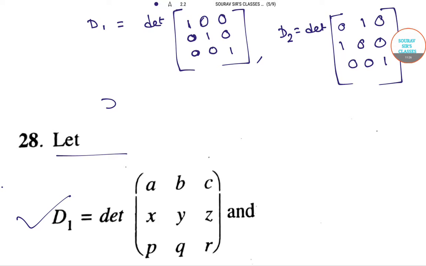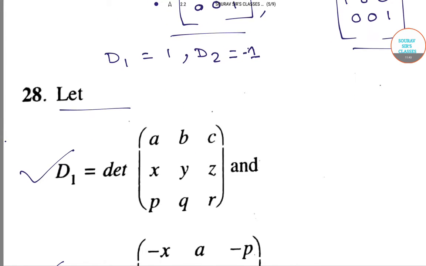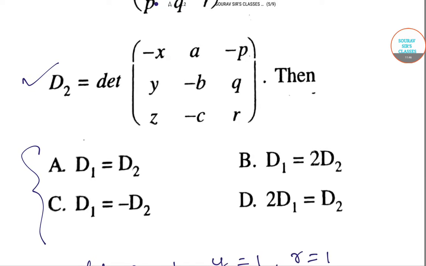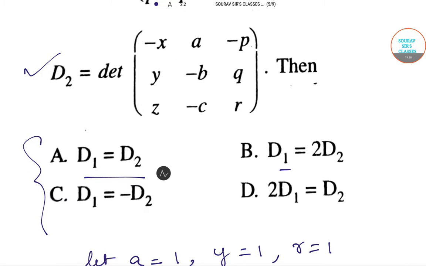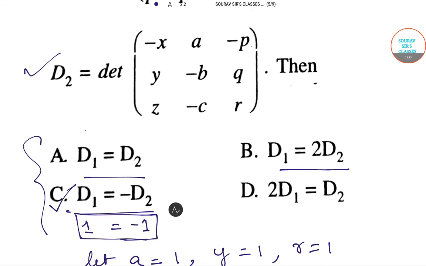So here D1 equals 1 and D2 also has magnitude 1, but in minus form. If we solve these two, the options are D1 equals D2, D1 equals 2D2, D1 equals minus D2, and option D, 2D1 equals D2. The correct option will be option C, as D1 equals 1 and D2 equals minus 1. So this satisfies our condition, and this will be the correct answer.